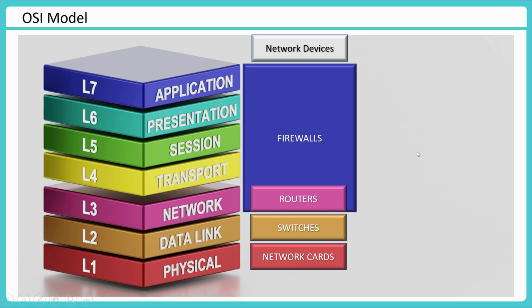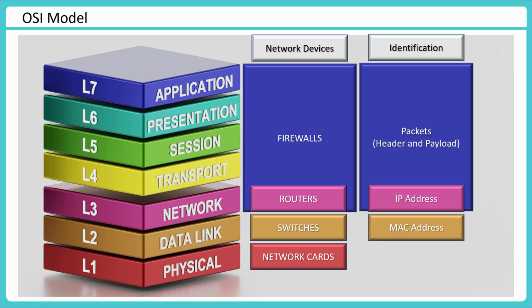How are things identified? Things are identified by IP addresses when it comes to routers. A router knows what an IP address is, and based on that they forward the traffic, whereas switches know MAC addresses, and by that they perform traffic diversion or traffic forwarding. So packets are there which have a header and payload, which will be used to transfer your data.